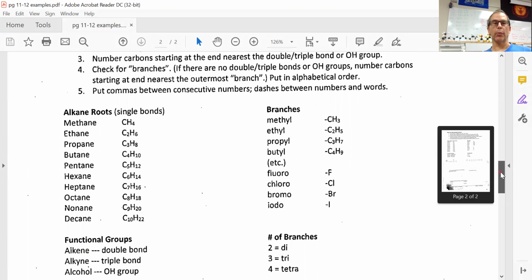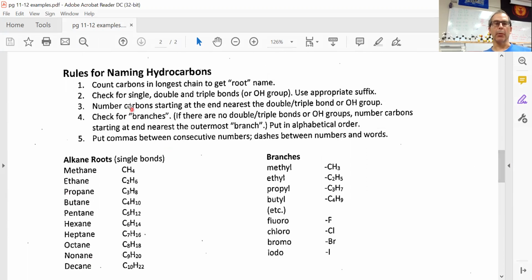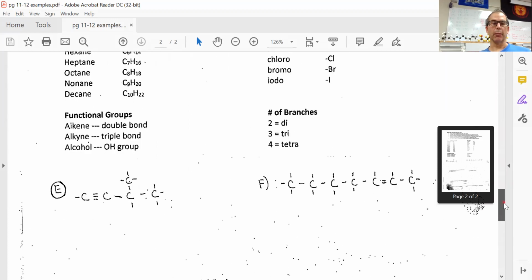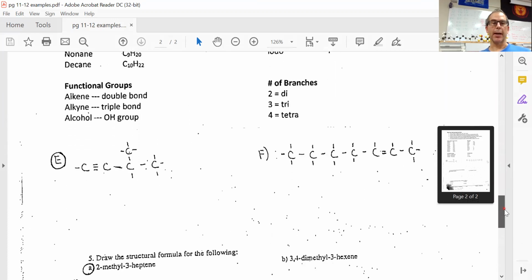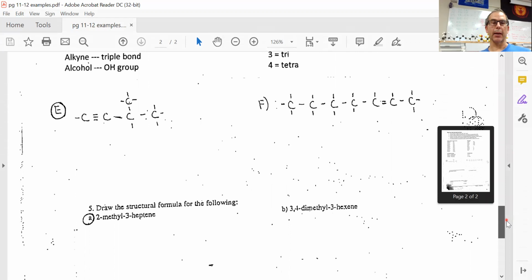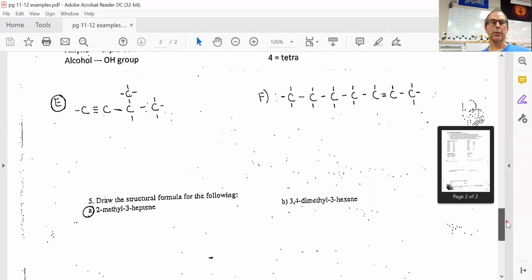I'm going to go one more rule here. Number carbons starting at the end nearest the double or triple bond or OH group. So that takes priority even over branches in numbering these things. So I think now we're ready to go back and take a look at this.